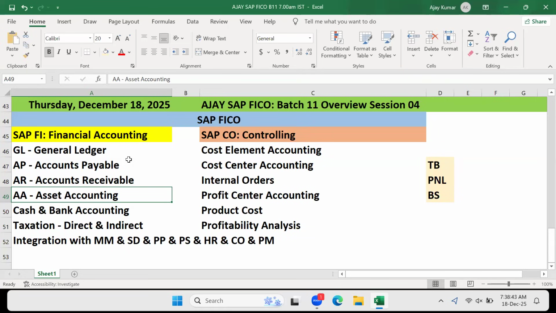What next? What is the last point? Integration. Integration with MM, SD, PP, PS, HR, CO, PM, meaning there are different other functional modules. Which module? Functional. This functional is representing a business function. When we talk about business function, sales is a business function, purchase is a business function, production is a business function, project is a business function, HR is a business function, costing is a business function, plant maintenance is a business function. Correct or not?